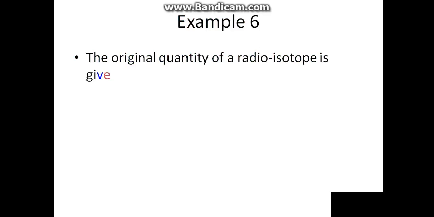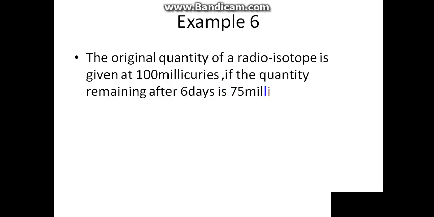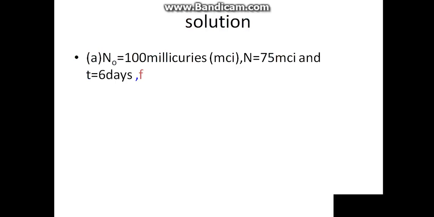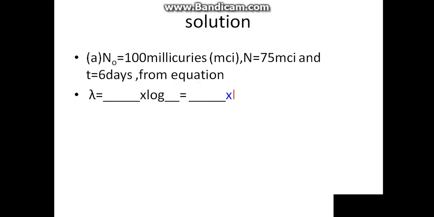Example 7. The original quantity of a radioisotope is given as 100 millicuries. If the quantity remaining after 6 days is 75 millicuries, calculate the decay constant and the half-life of the radioisotope. Solution. N0 is equal to 100 millicuries, N is equal to 75 millicuries, and t is equal to 6 days.